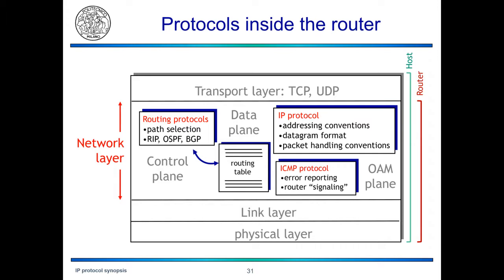And then there is also a protocol or set of protocols, but the most common one is ICMP, that are used for the management plane. So they are used for configuration, error reporting, and signaling of exceptions. So in each network there is always a data plane, a control plane, and the operation and management plane.